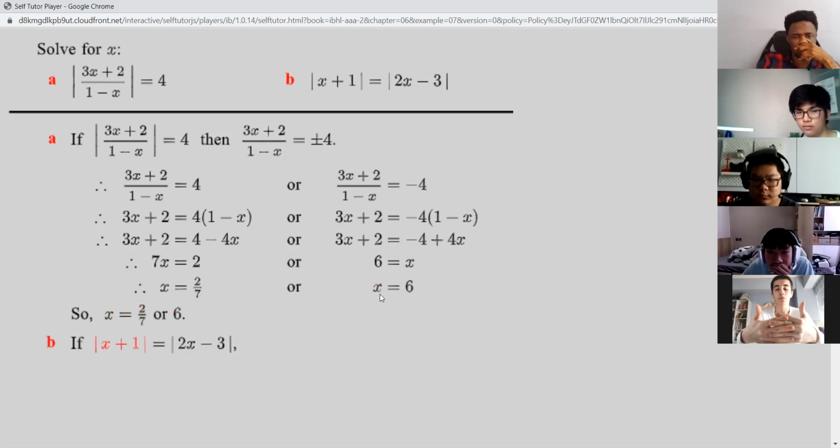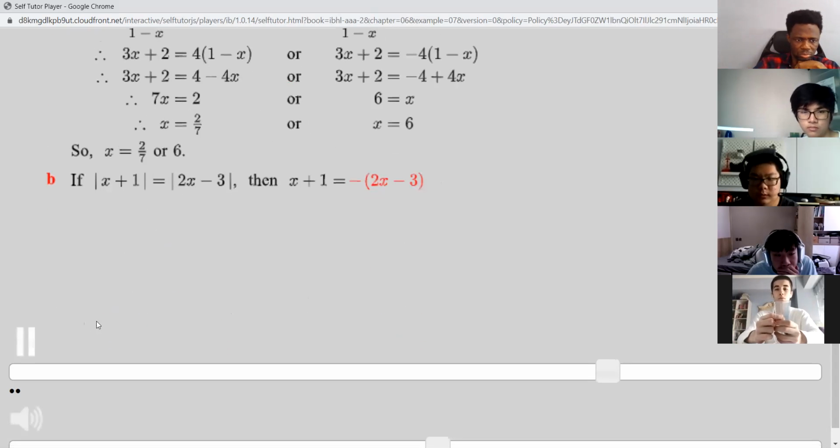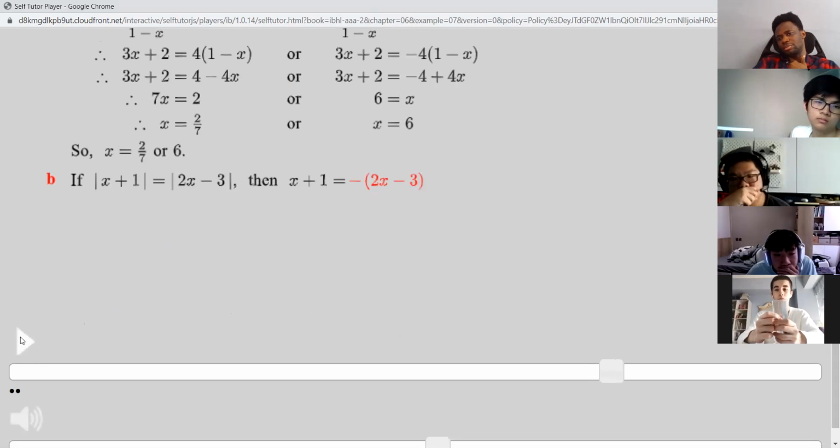In part B, the absolute value of one expression equals the absolute value of another. The size of the expressions is the same, so either the expressions are equal or one is the negative of the other.